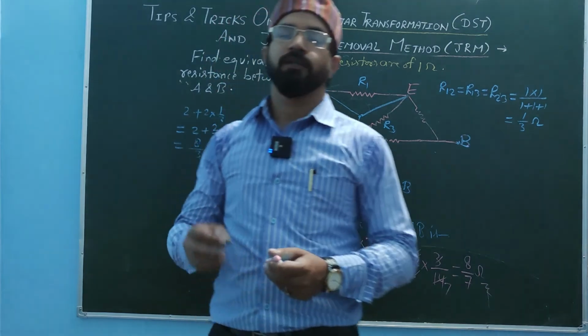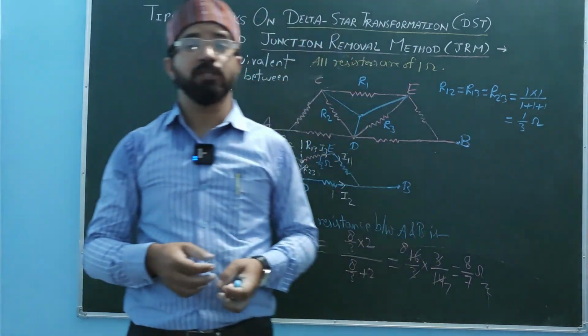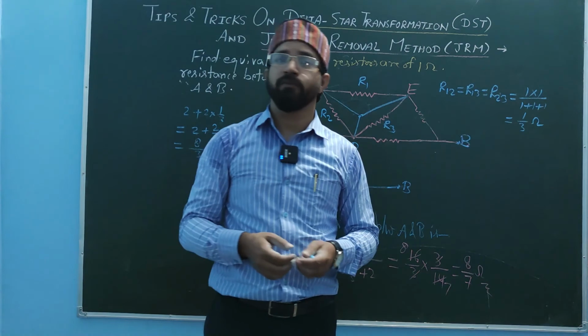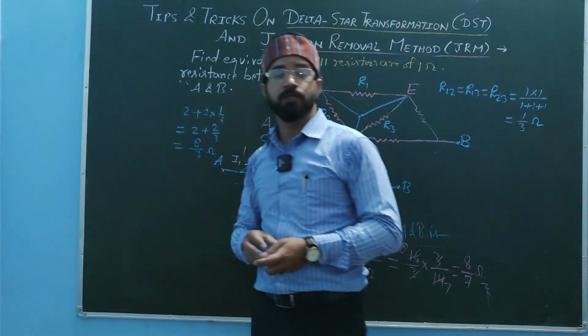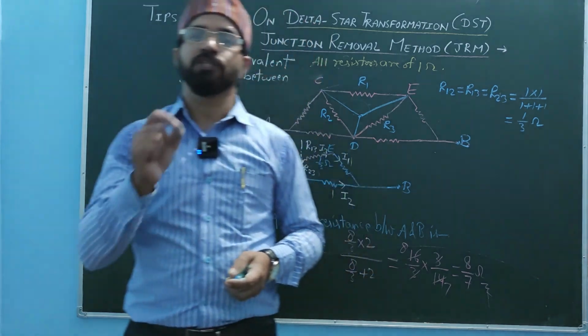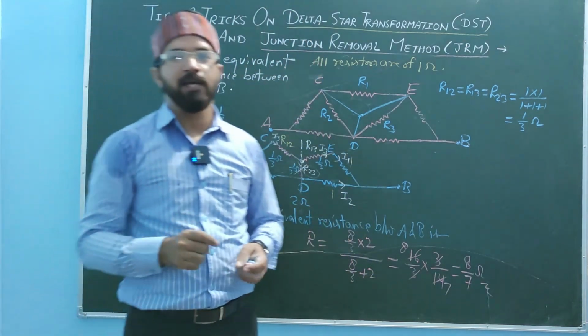This was the DST method for the same example. So as per your convenience you can use DST, delta star transformation. As per your convenience you can use JRM, junction removal method.